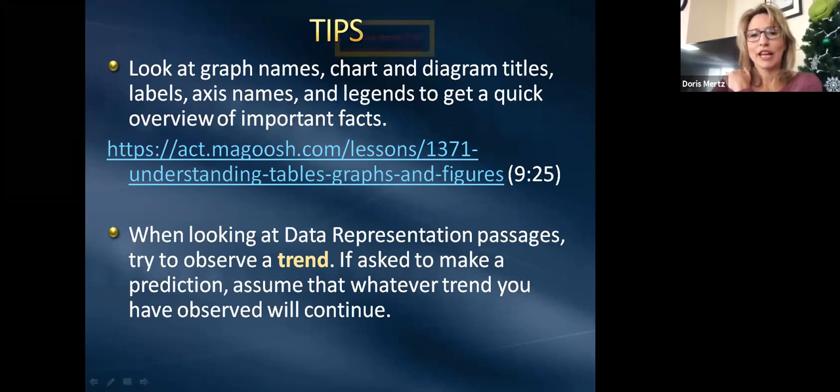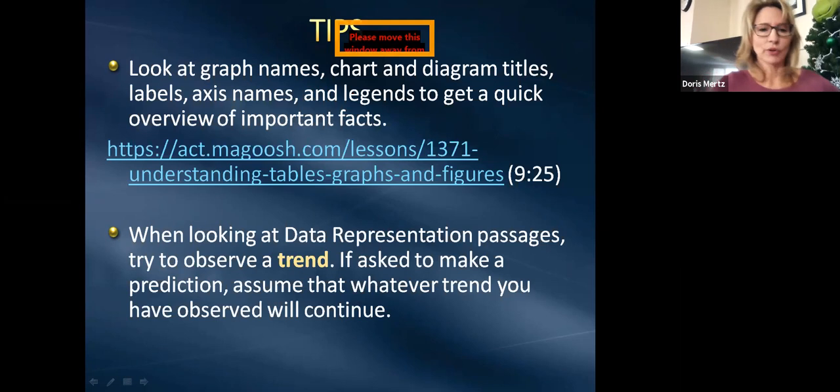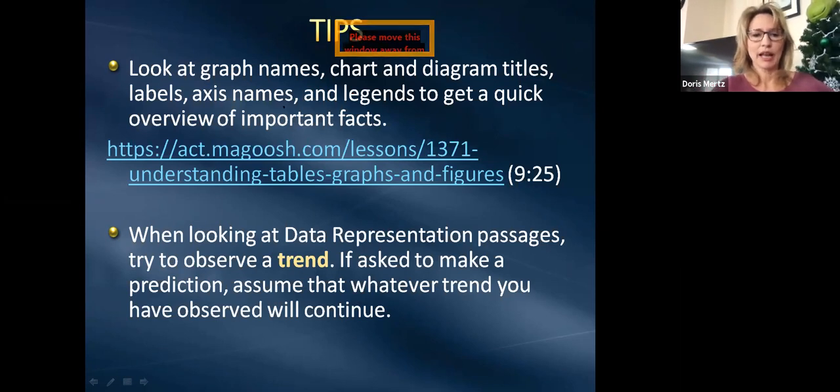All right, so look, some tips. Look at the graph names, look at the chart and diagram titles, look at the axes, the x-axis and the y-axis, look at the legends. There's usually a little line that you're following on there, and they have different designs on them. We'll see that in a minute, but look at all those to figure out what's going on, and look to see if there's a trend.